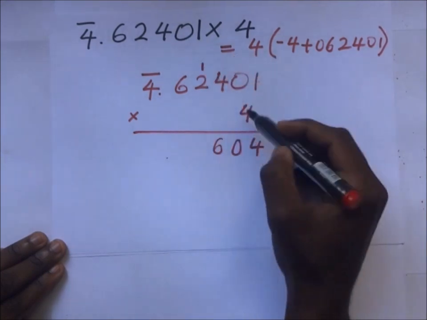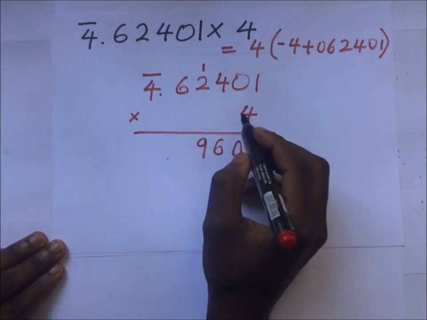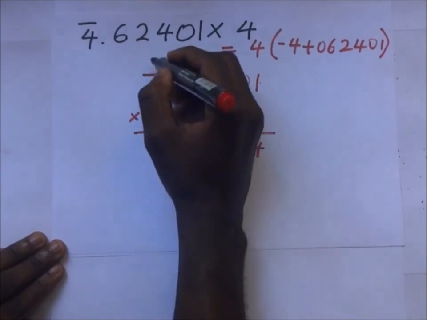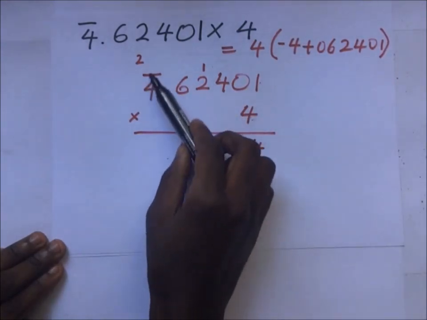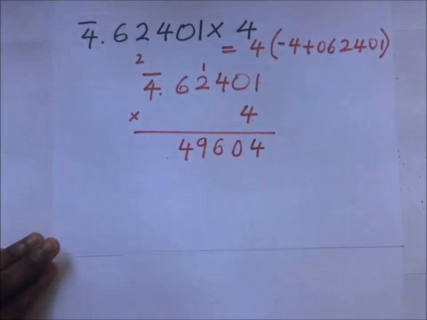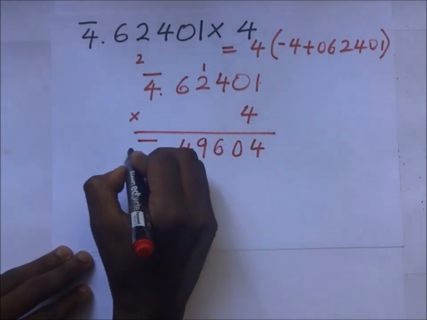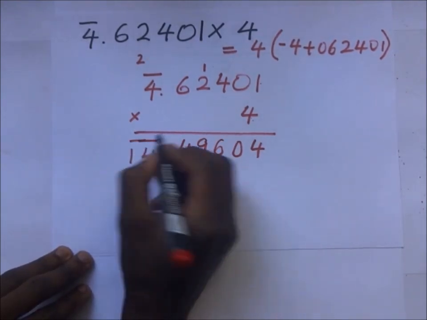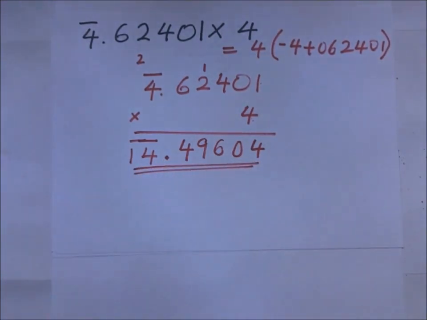4 times 4 is 16. So 6 carry 1. 4 times 2 is 8 plus 1 is 9. 4 times 6 is 24. So you write 4, you carry 2. So 4 times negative 4 is going to be negative 16. Negative 16 plus 2 is going to give us negative 14. So it becomes bar 14. Like that. And that is how we multiply logarithms with negative characteristics.